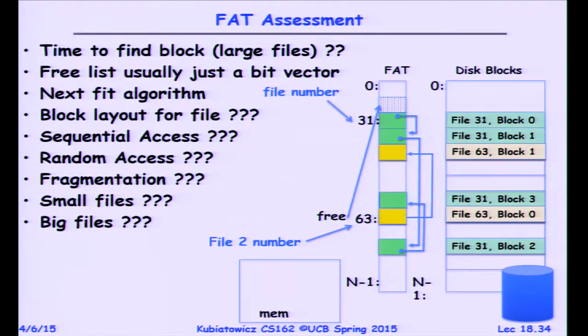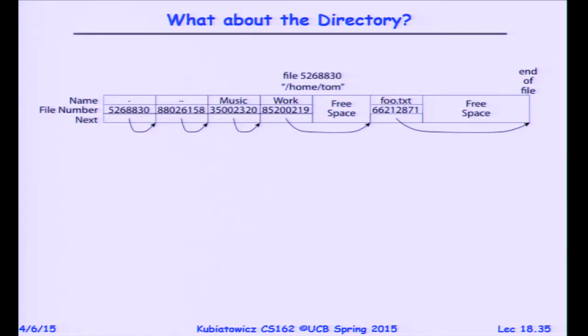So one of the things we could ask is, what about directories? A directory is just a file. And so if you think about a real FAT file system with much larger file numbers, /home/tom is actually just a file somewhere, and then you go to that file and you start searching through the file linearly until you find, let's say, music. So /home/tom/music is file number 35002320.